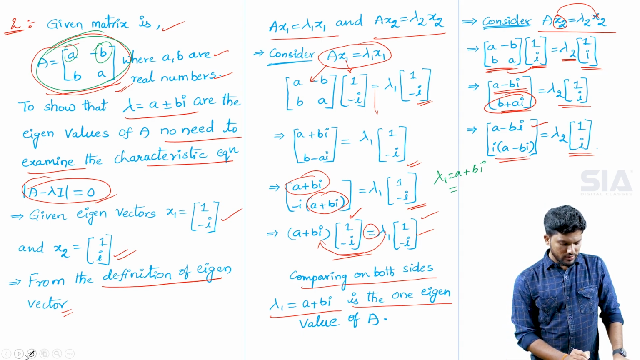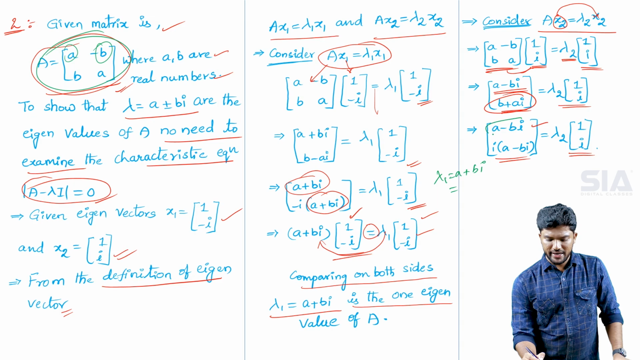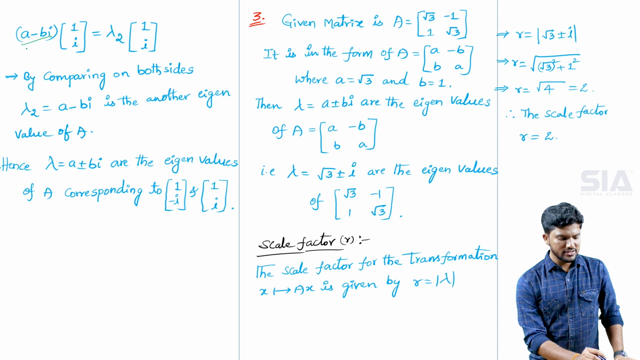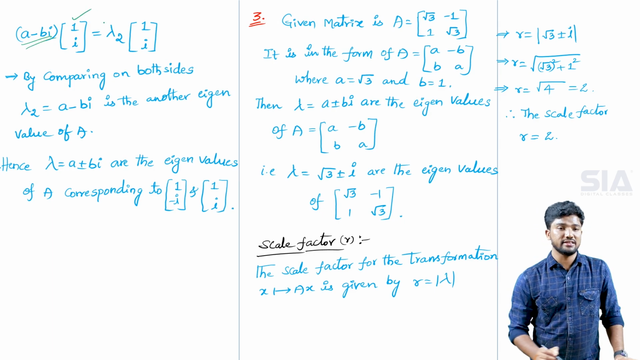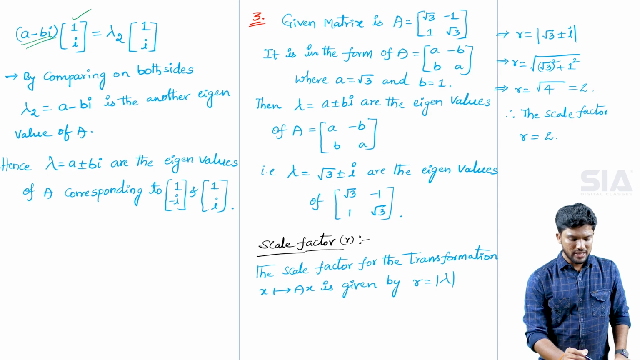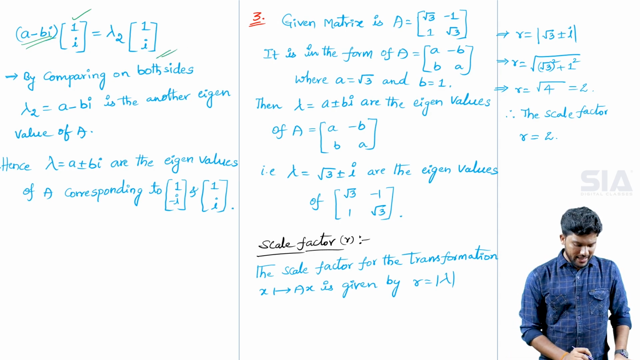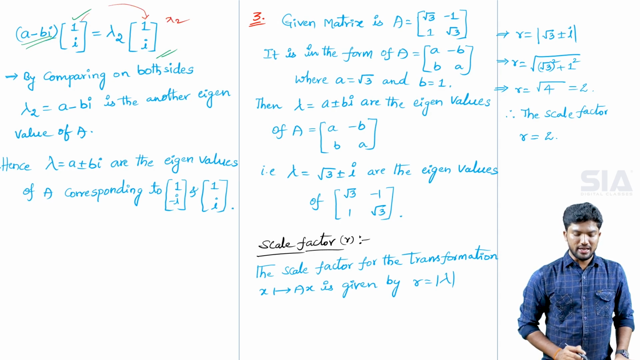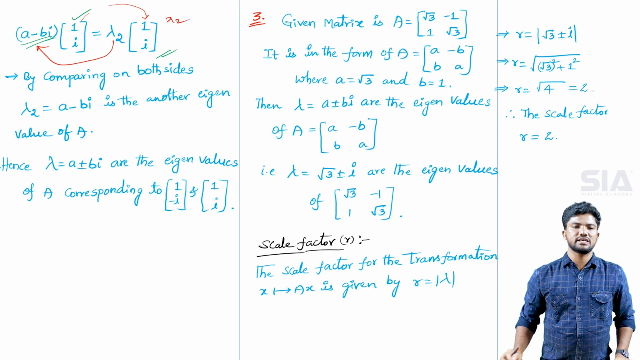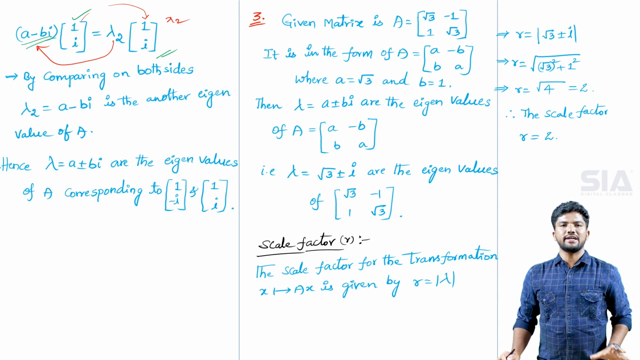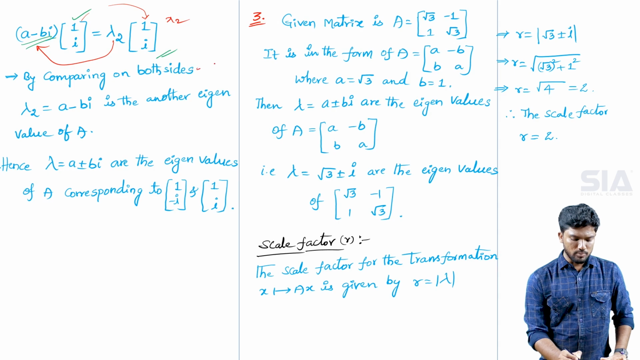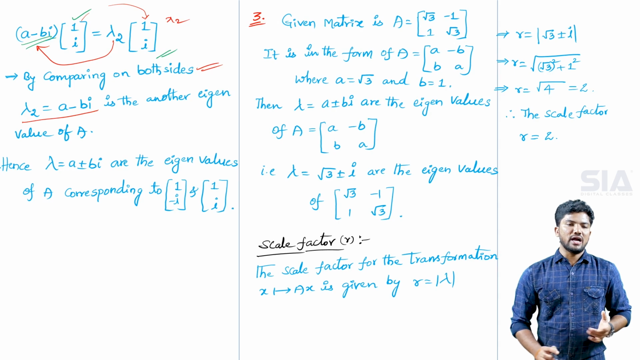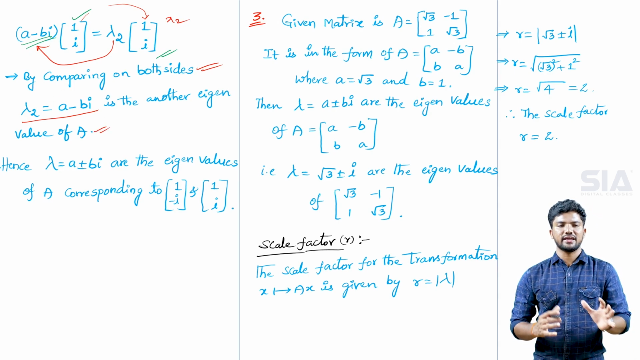In that matrix, in the first column, we can take common a minus bi and a minus bi. Similar values we can take common, then you will get in this format, a minus bi into the remaining values written in column matrix format, 1 i, is equal to lambda 2 into 1 i. Again here we are getting the same values in LHS and RHS. Those two same values are the x2 values only. Equating the remaining values, lambda 2 is equal to a minus bi. Why? Because the equality symbol is there. So by comparing both sides, we get lambda 2 is equal to a minus bi, which is another eigenvalue of capital A.